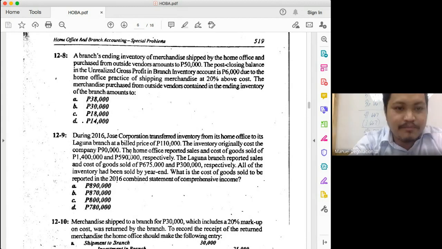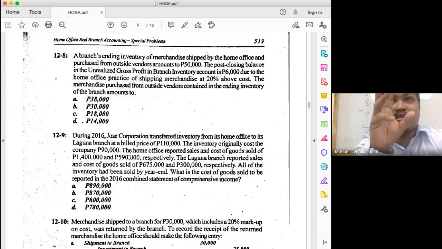They would be very hasty in their computation, class. What they would do is immediately deduct the 30,000 from the 50,000. But why is it wrong to immediately deduct the 30,000 from the 50,000? The 30,000 is still at cost. Remember, the records of the branch are always at billed price as far as the goods coming from the home office are concerned. So if you were asked how much is the cost of the goods coming from the home office that is part of your ending inventory, your answer would have been 30,000. But the question is, out of the 50,000, how much came from outside vendors?